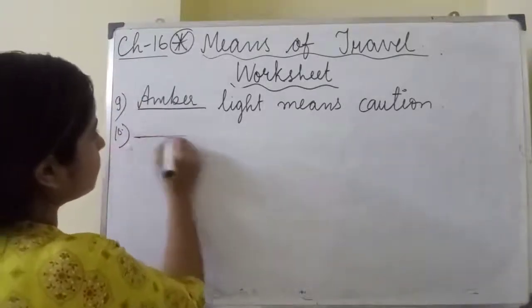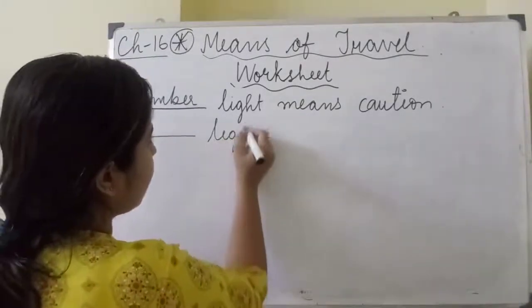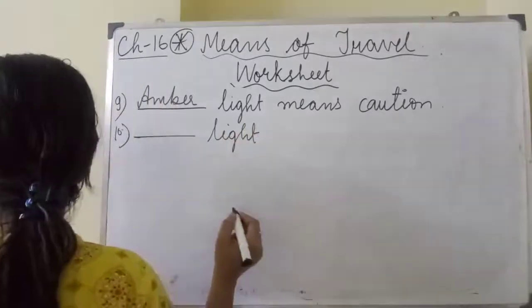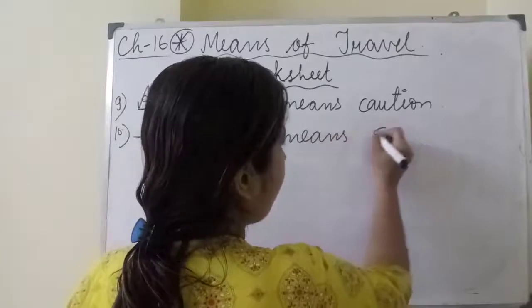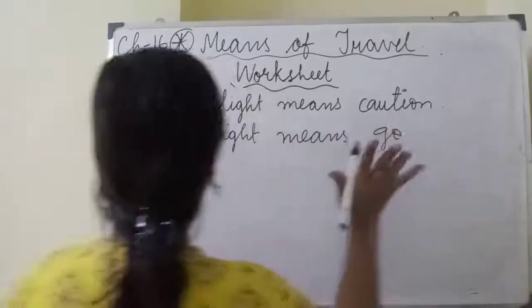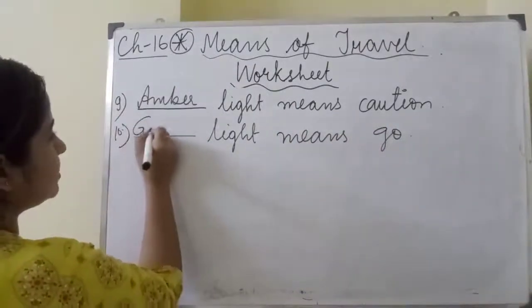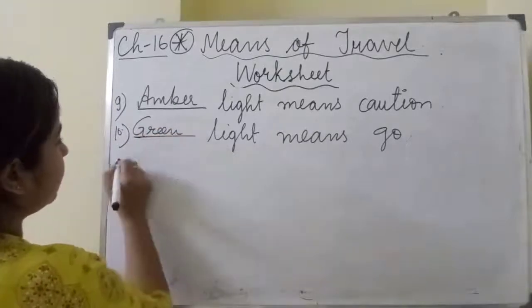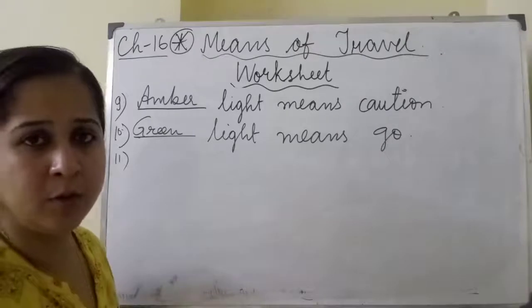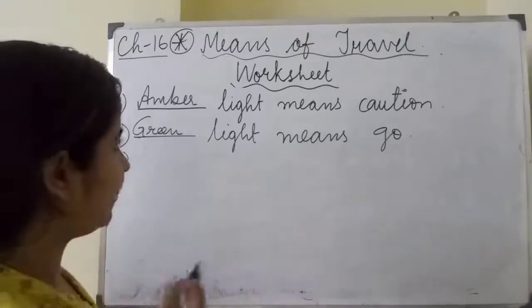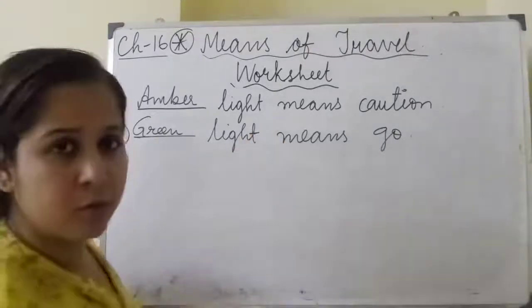Last one is dash light, means go. Which light is it? This is green light. Fine. Green light tells you that you can move now, you can run your vehicle in the traffic when it is okay to run.